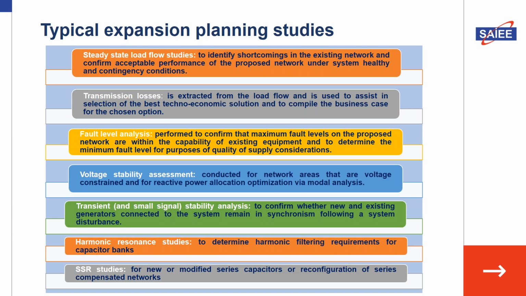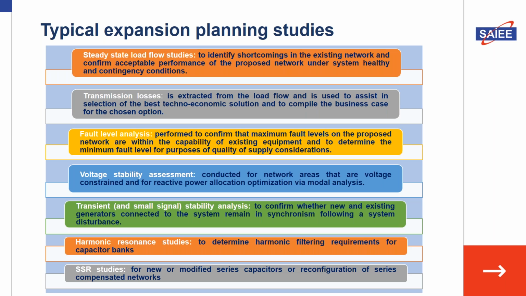As I mentioned, the fault level analysis, these are studies performed to ensure that whatever infrastructure you're putting onto the ground does not exceed the equipment ratings and cause undue problems on the network. Then we move on to voltage stability assessments, and these are conducted for network areas that have voltage constraints or for reactive power allocation optimization via modal analysis.